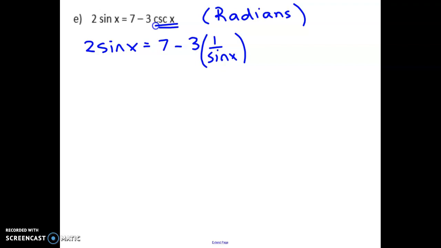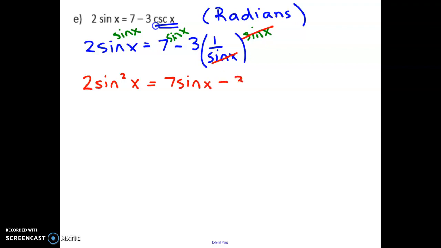Now, we don't like fractions in these questions, right? The fractions make it difficult. But how can I get rid of a fraction? You multiply, right? We can multiply every piece of this by a sine x, just like we did with our rational function unit. So if we multiply every piece by sine x, then the sine x in the denominator and the sine x we're multiplying by will eliminate each other, so we won't have any fractions left. So here we're going to get 2 sine squared x equals 7 sine x subtract 3.